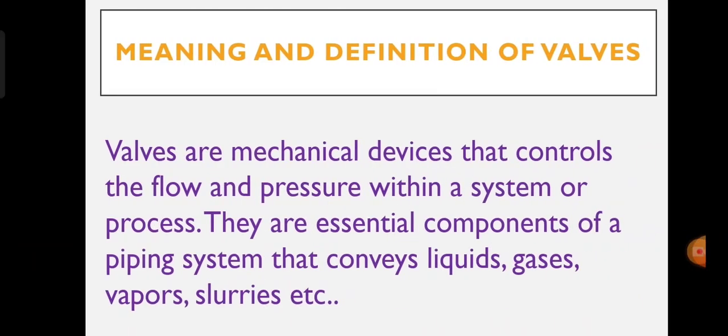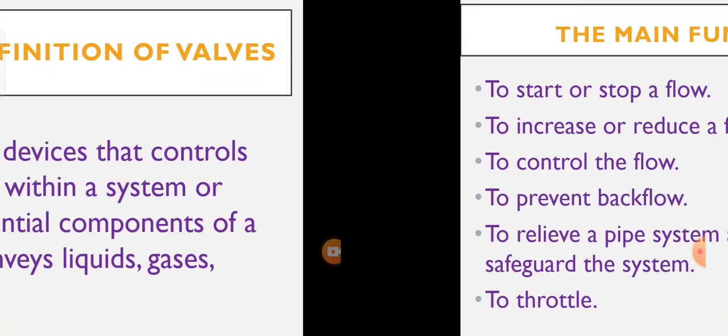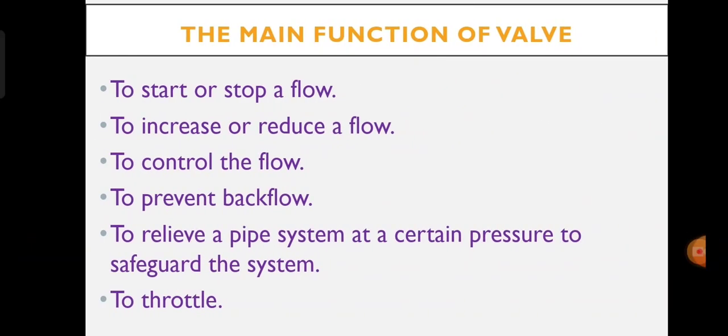So the meaning and definition of valve is: valves are mechanical devices that control the flow and pressure within a system or process. They are an essential component of a piping system that conveys liquids, gases, vapors, slurries, etc. Right. So this is the definition of valve. And the main functions of a valve are to start or stop a flow, to increase or reduce a flow, to control the flow, to prevent backflow, to relieve a pipe system at a certain pressure, to safeguard the system.